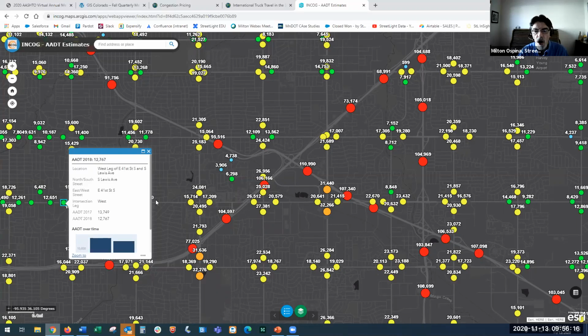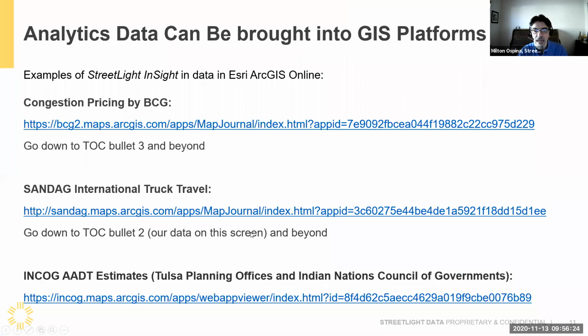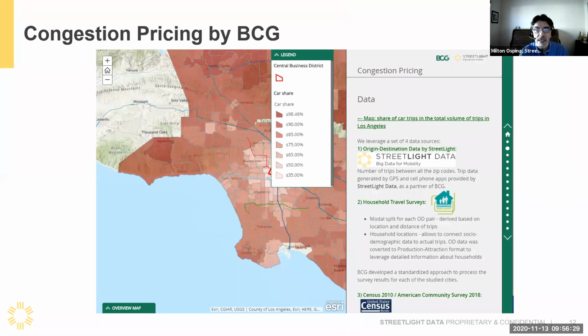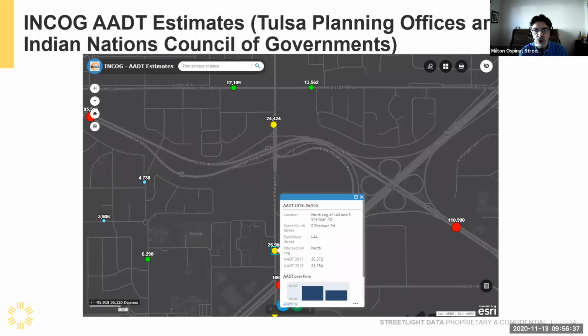So that's one of the things that you can do with the platform: you can either stay within our platform and do the analysis on that platform, or you can export the data and bring it into a GIS or Tableau or whatever other visualization tool you want to use.